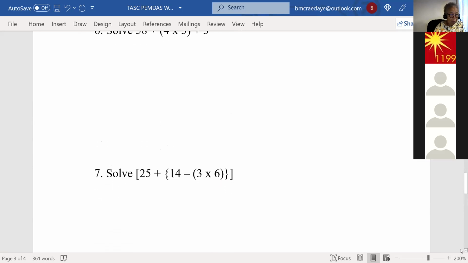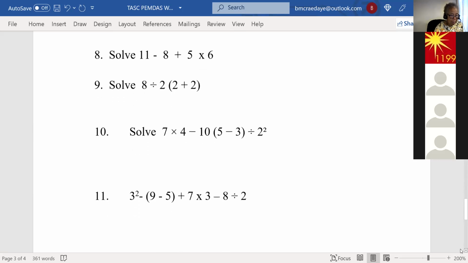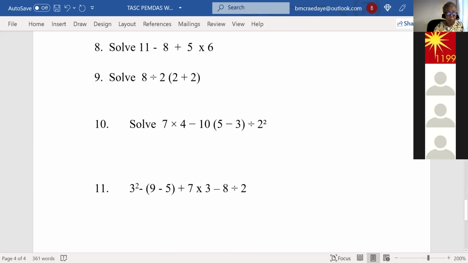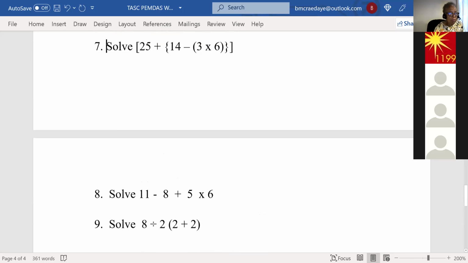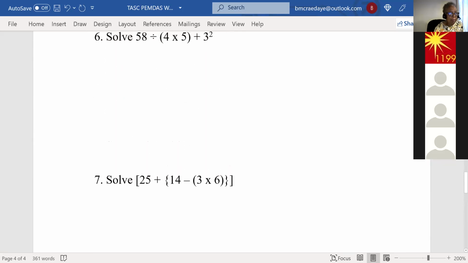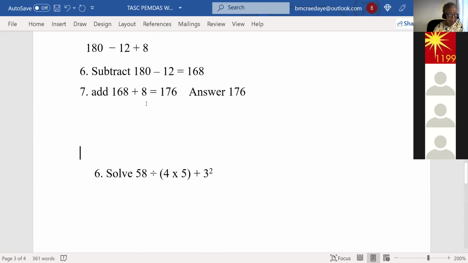Time. And the next one would be 8, 9, 10, 11. We'll finish this up with number 6, and then your homework will be 7, 8, 9, 10, 11. Okay, so here we are at number 6.